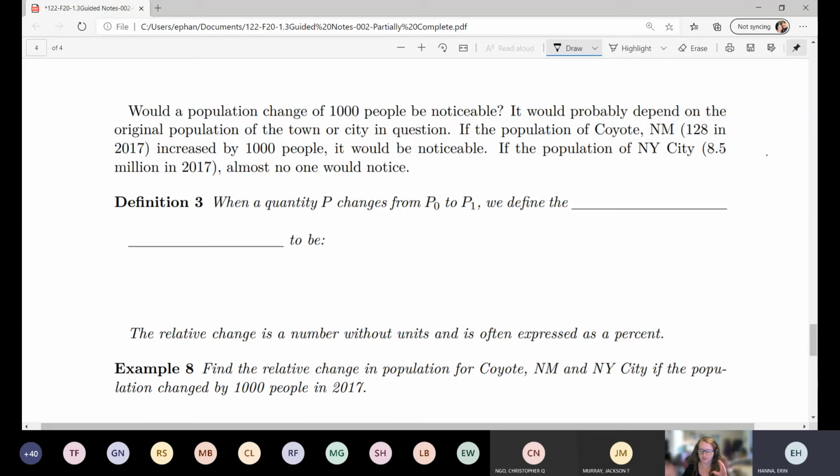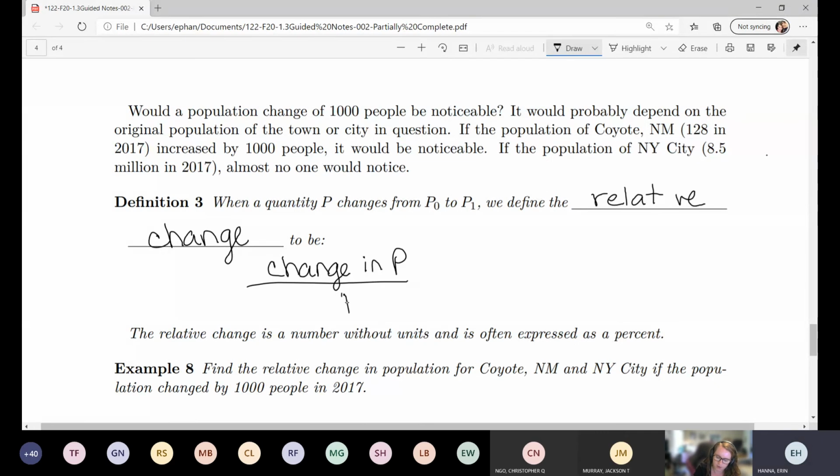So whether a change is noticeable is going to depend on what value you started at and what value you ended at. Say we have a quantity P and it's going to change from P naught to P sub 1. We're going to define the relative change, and that's going to be the change in P over whatever P naught was. Or you can think about it as P sub 1 minus P sub 0, or P naught, divided by P naught.